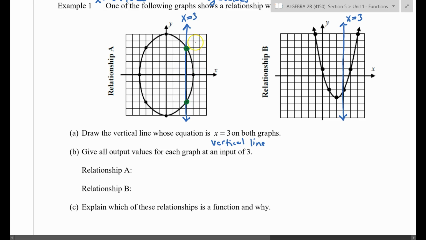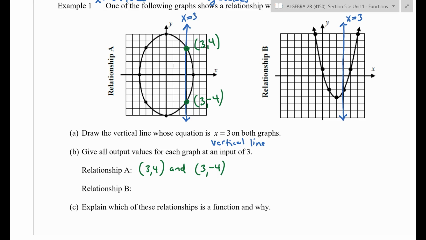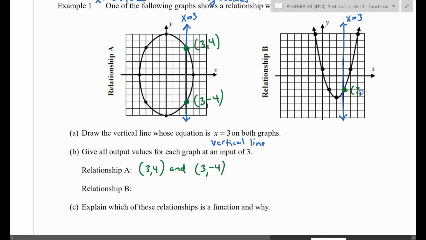This is at the value 3, 4. This is at the value 3, -4. Yes? Okay, good. Let's write those down. Relationship A has 3, 4 and has 3, -4, right? Relationship B gave me how many outputs? Only one. And what is that particular point? 3, -2.